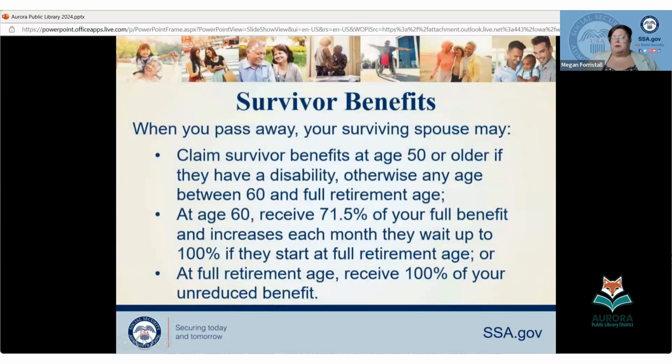And then the percentage for survivor's benefits is different. So if you are receiving at age 60, you're going to get about 71.5% of the benefit. And this will increase up till full retirement age, up to 100% of your spouse's or former spouse's benefit at the time they passed away. So it's a higher percentage.